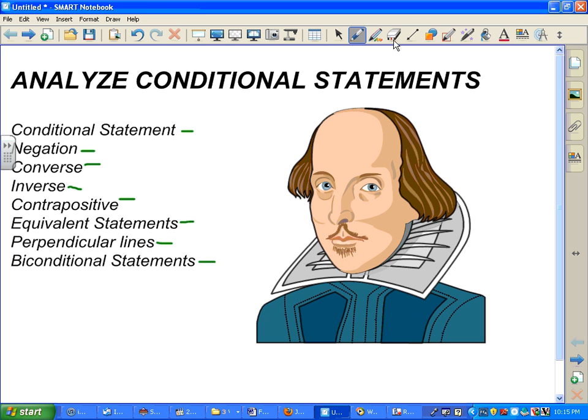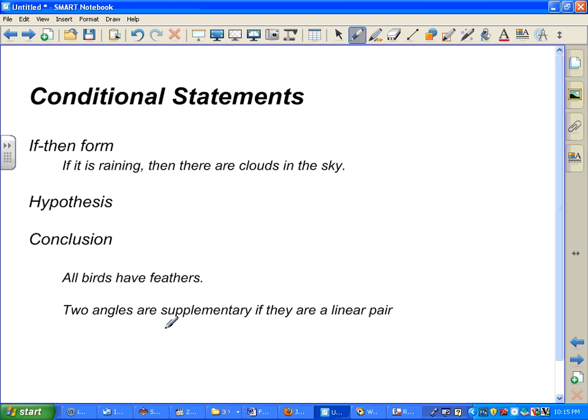Okay, and I got old Billy Shakespeare here just because there's so much writing involved. Okay, so let's go ahead and get started.